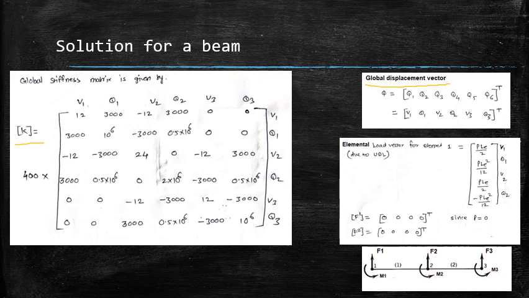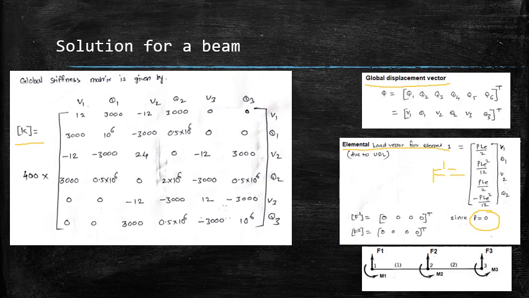One more thing, the elemental load vector for element number 1. What is the elemental load vector? You might be remembering we have broken the UDL into a point load and moment at local node number 1 and local node number 2 for each element. So that vector is again repeated here. Since P, the intensity of UDL, for both the elements, element number 1 and 2, is 0, call this vector F1 for sake of understanding.